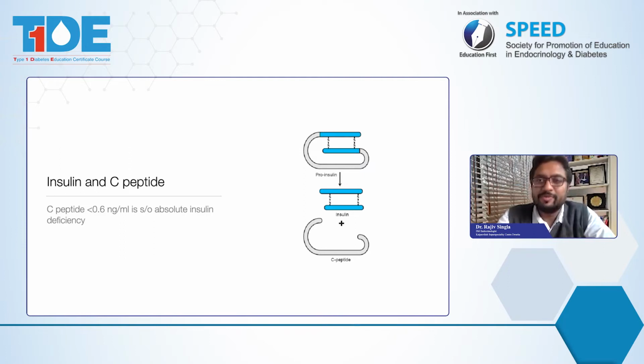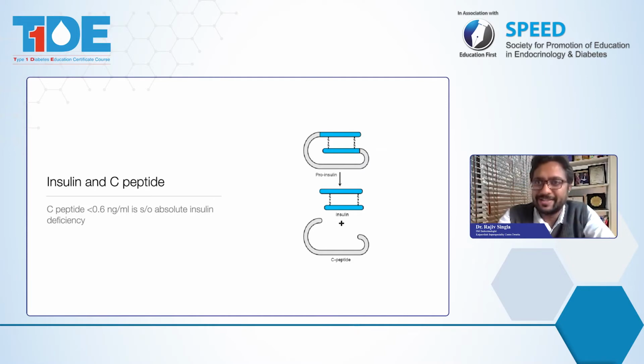In type 1 diabetes, by definition, the production capacity of beta cells to produce insulin is limited, which basically translates to this: if your blood has less than 0.6 ng per ml of C-peptide, then it is indicative of absolute insulin deficiency. Please remember the units here, because sometimes C-peptide is measured in nanomoles. In those units, it would be 0.2, but in ng per ml, it is less than 0.6.